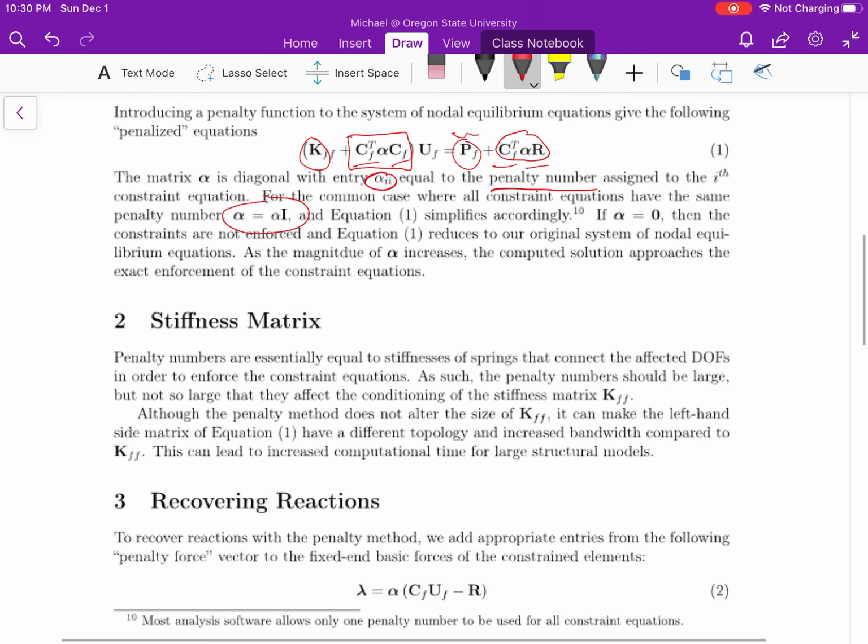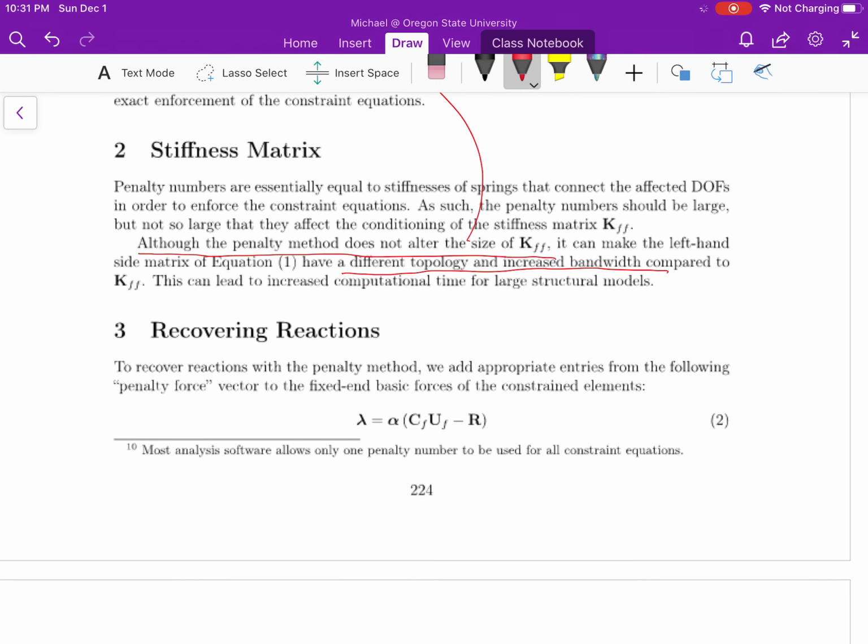So in terms of the stiffness matrix, one of the key things is that the penalty method does not alter the size of KFF, but it can lead to a different topology. It could increase the bandwidth compared to the original KFF when we drop in this term CF transpose alpha CF. It can change the topology of our left-hand side matrix, so that can increase the computational time for solving the equations for large structural models.